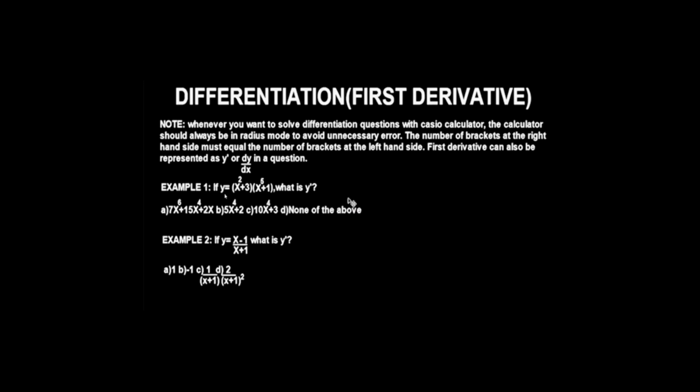Question 1 says, example 1, if y equals this function, what is y prime? As you can see, it did not say find the first derivative or find dy over dx; they used y prime here. These terms mean the same thing, whether the examiner or the lecturer is using y prime, dy over dx, or first derivative. The three terms mean the same thing, so don't be confused with these terms in calculus.